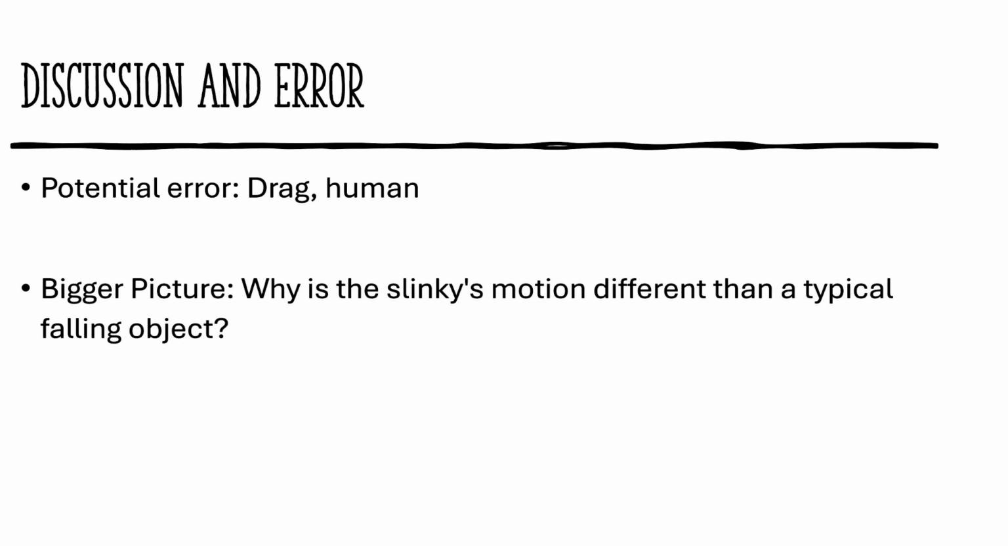But as for the bigger picture, why is the slinky's motion different than a typical falling object? If you were to drop, let's say, your phone, for instance, it would go down the second that you let go of it. But in this specific instance, the slinky has two forces acting on it, one of them being gravity and the other one being the force of the slinky. The force of the slinky is directly inverse to the force of gravity. So until the slinky's tension force is 0, the bottom of the slinky does not begin to fall.